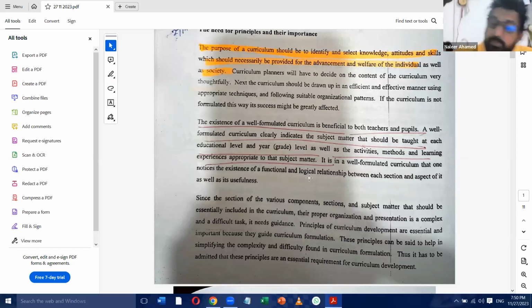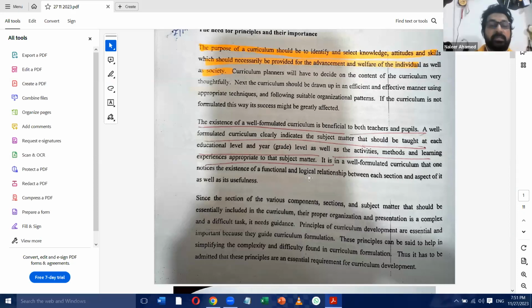There should be a relationship between the logical background, or the logical platform, as well as the functional. Logical in the sense that it is a theoretical or conceptual one, and the functional, because both should go hand in hand. Otherwise, if you have set up a curriculum theoretically, but functionally it's not worth that much, or it does not fit the school system, or there is a gap between the cultural or traditional practices and the curriculum that you have developed, then you are not going to get a rapport between the functional and the logical relationship. So a curriculum should have a functional and a logical relationship between each section and aspect of it, as well as its usefulness.